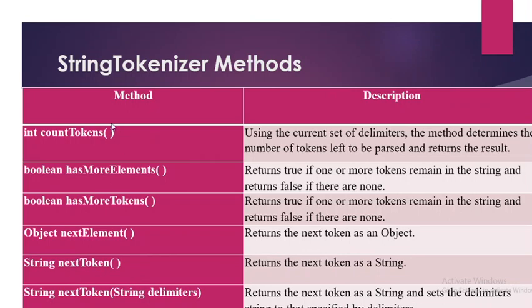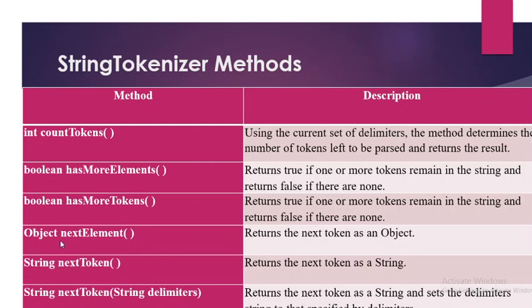Similar to this method, another method is hasMoreTokens. Both of the methods give the same result. It also returns true if one or more tokens remain in the string, and returns false if there are none. So you can use either hasMoreElements or hasMoreTokens, and the results will be the same. The return type is Boolean. It is just used to check whether any token remains in your object or not.